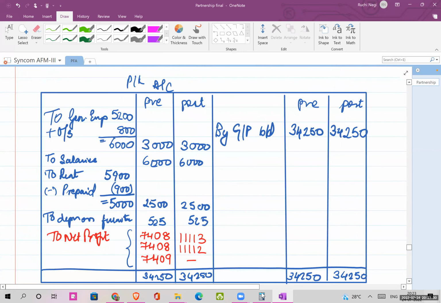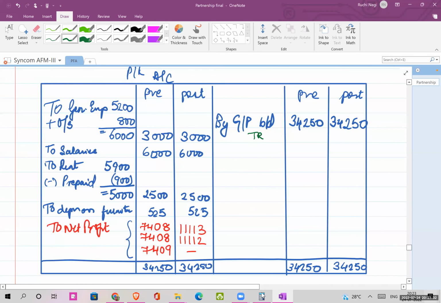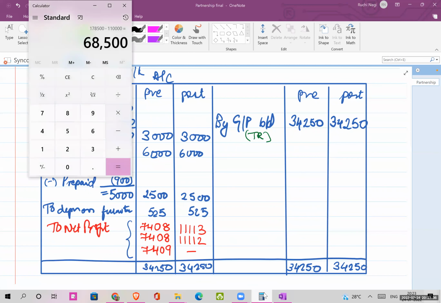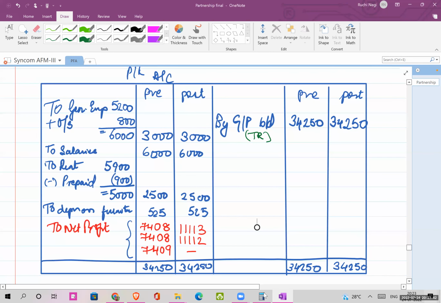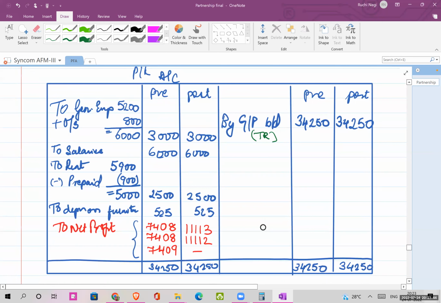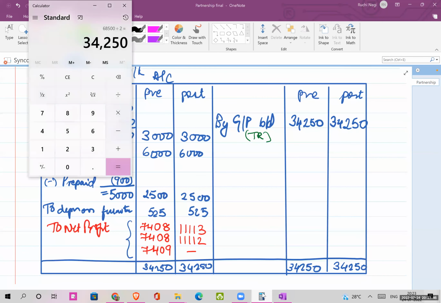So time ratio is what? 1:1. It is equal. So I'm going to divide it equally. So 68,500 divided by 2 because it is 1:1. So 34,250, 34,250. Then general expenses mein there was an adjustment. 5,200 ka general expense plus 800 ka outstanding. 6,000 divided by pre and post period.